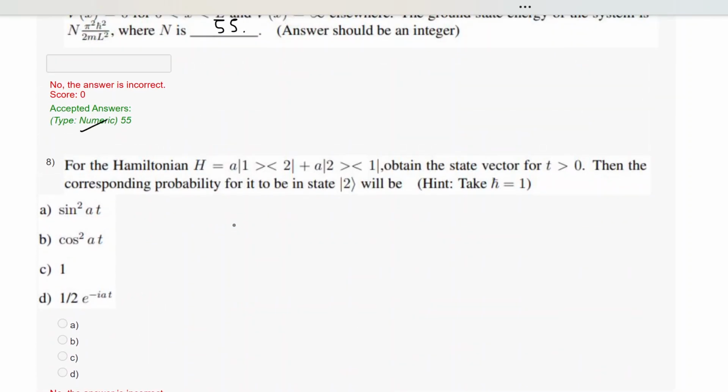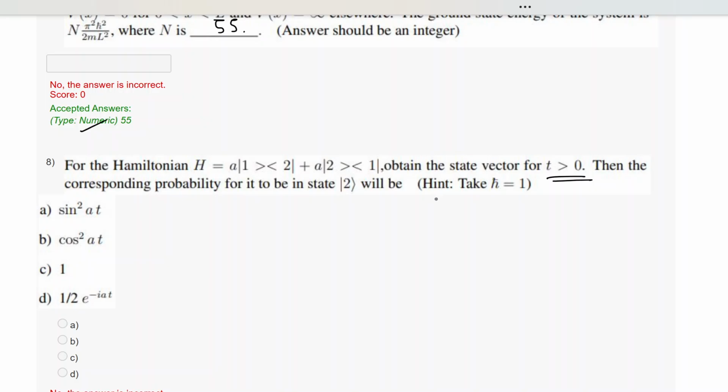Now question 8 is, for the Hamiltonian like this, H equal to a times (|1><2| + |2><1|). So this is kind of a projection operator sort of a thing. Now obtain the state vector for t greater than 0, then the corresponding probability for it to be in the state 2 will be what? So you have to obtain the state for t greater than 0.